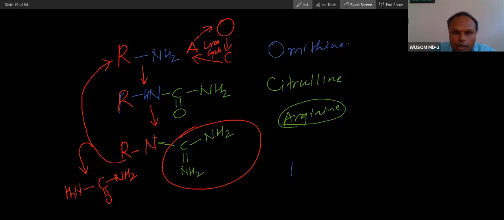So you can see from arginine, urea is released. For conversion of ornithine to citrulline, there will be addition, and from arginine to citrulline, there will be removal. Addition here, removal here. So this is the urea cycle.